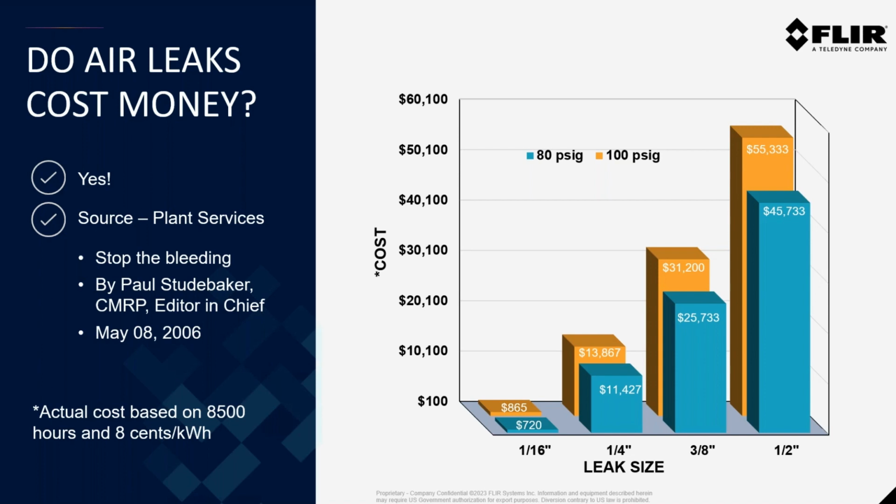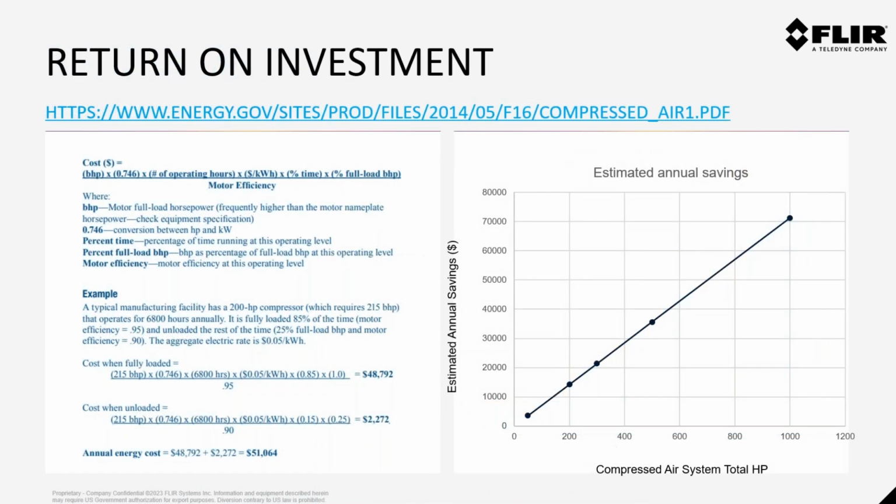This is from Plant Services Magazine, but this particular example is based on running 24/7 at 8 cents. We can expect those improperly maintained compressed air systems to cost the company tens of thousands of dollars a year, right? In this particular case. And, like I said before, the Department of Energy has some cost calculators. This is determining the overall cost of the compressed air, the energy cost in the facility from losses. And as the total horsepower obviously goes up, the estimated annual savings will rise.